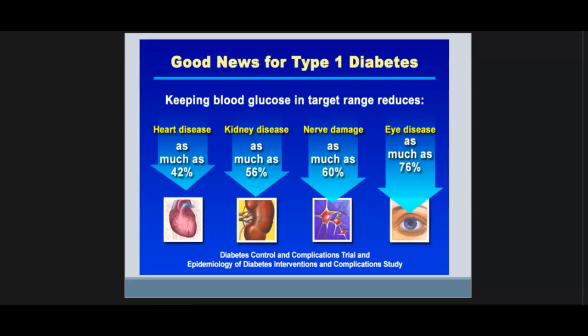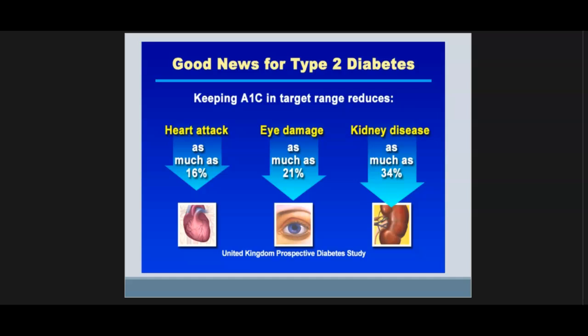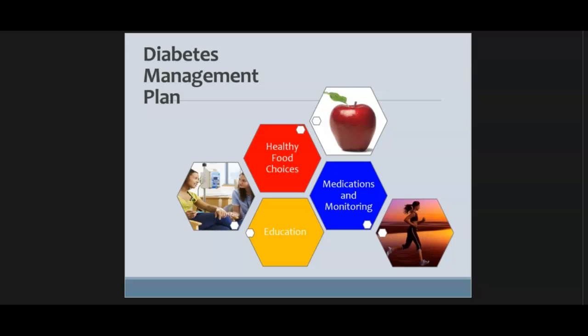So keeping the blood glucose in a target range is going to reduce their heart disease, kidney disease, nerve damage, and eye disease. So there's a lot of motivation for why they should want to keep their blood glucose in a healthy range. And then keeping their A1C at a good target. Keeping their A1C at 7 or below is really important because, again, they're going to reduce the risk of heart attack, eye damage, and kidney disease. So let's talk a little bit more about management, how they manage their management plan.